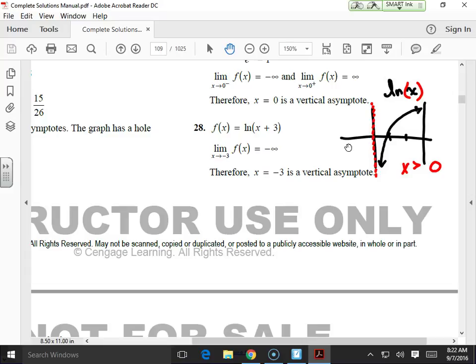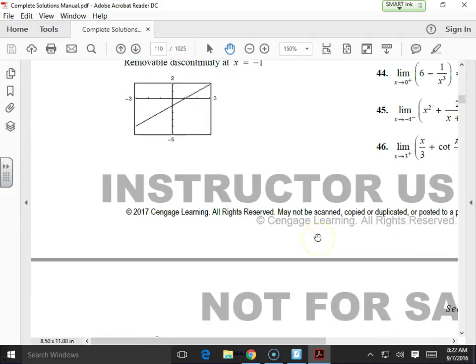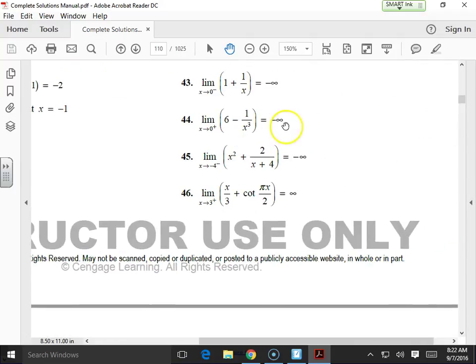How many of you guys graphed them and looked at it? That's it? Oh, wow, that was fast. How many others of you were just confused? Okay, next one. 44. Here it is. This little baby one, negative infinity.